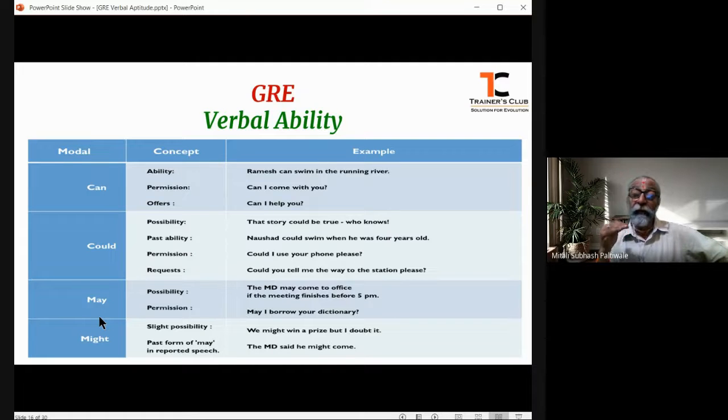Then the word might. Might can also be used as the past form of may, right? It can be used as the past form of may while making the sentences in the indirect speech or the reported speech. And it is also used to identify or tell someone about the slight possibilities. Whereas may, the possibilities are more, but there is a conditional possibility. There is a condition.